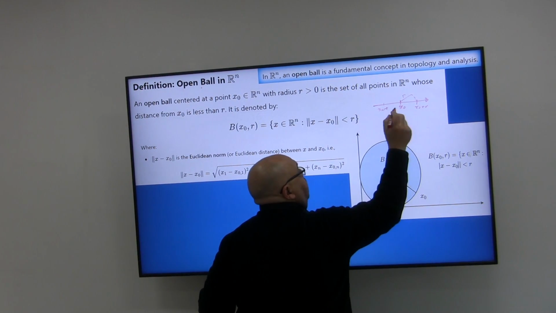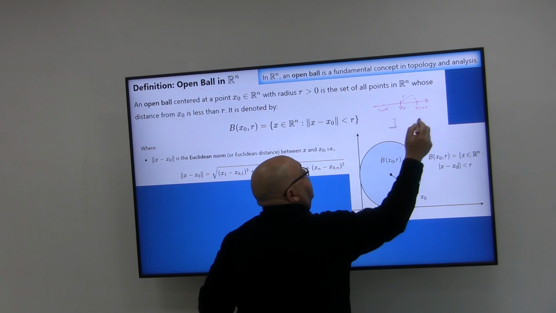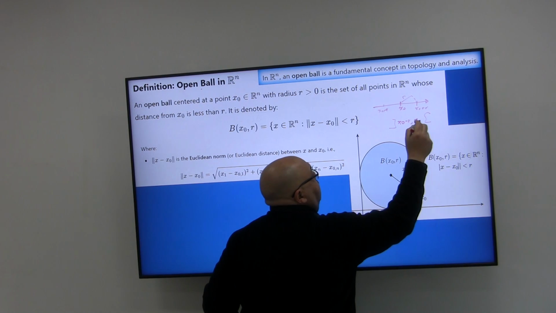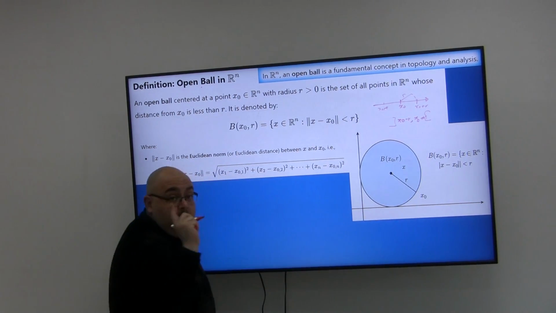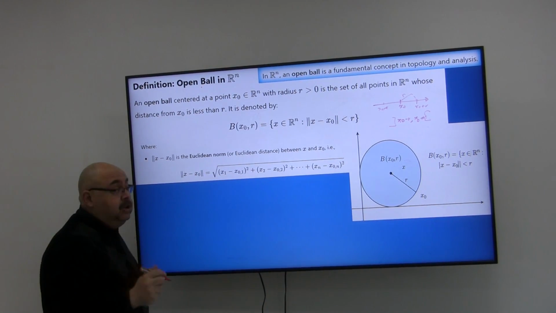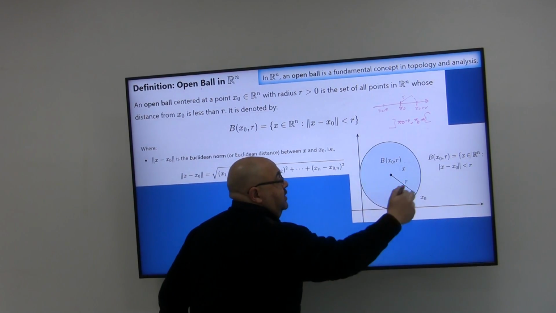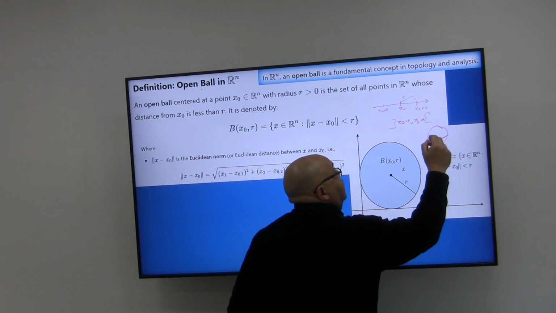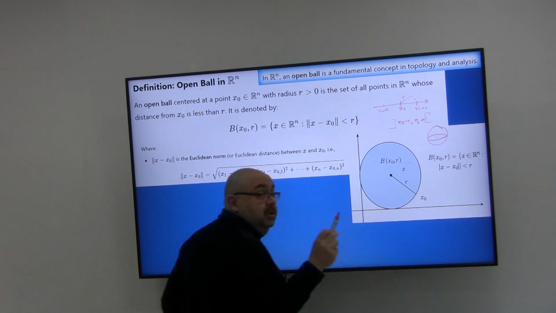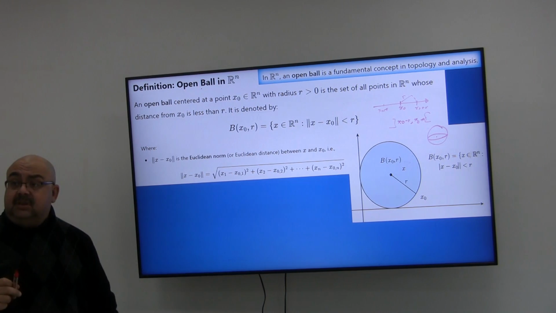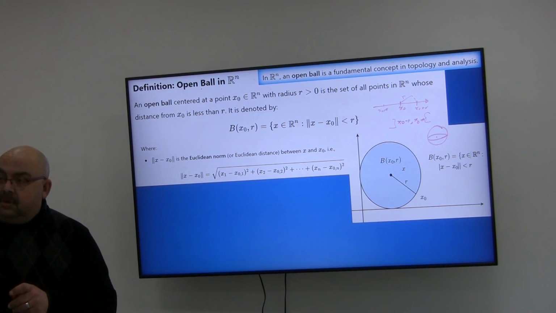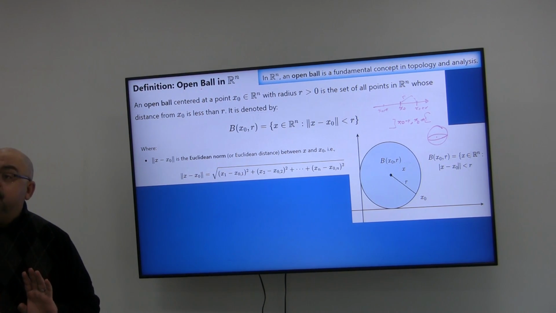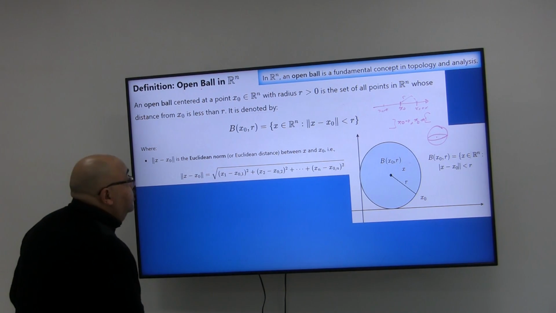So actually the open ball in R1 is the open interval x naught minus r to x naught plus r in one dimension. But in 2 dimensions, it will be represented by this circle. In 3 dimensions, it will be a sphere around the point, with radius equal to epsilon, which is greater than 0. That's the definition of an open ball. Okay? Are you with me, guys? Okay, very good.